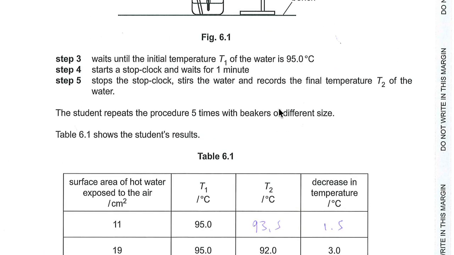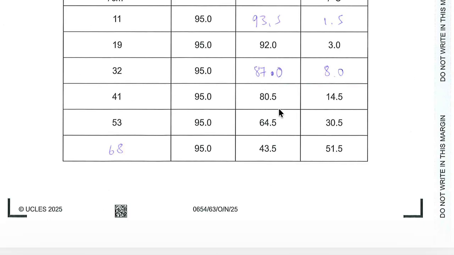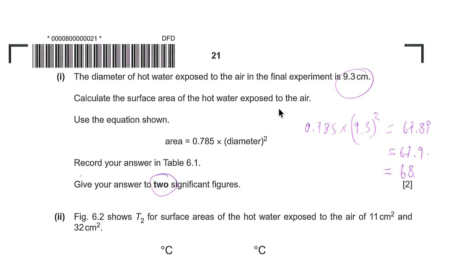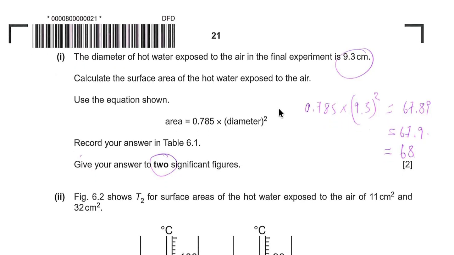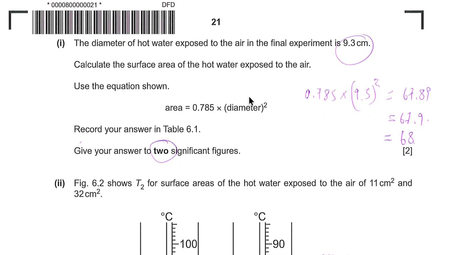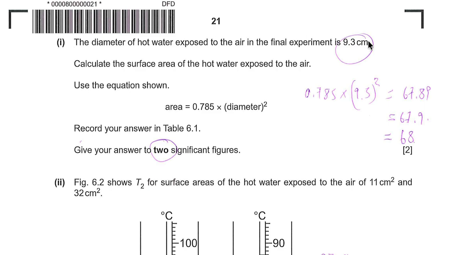First thing, I'm just checking, does it even ask us to do it? No, it doesn't. First thing we're going to do here, it tells us that we're going to measure the diameter. We know the diameter, sorry. We're going to calculate the area. We are using an equation which is given to us, and all we're going to have to do is make sure we calculate it to two significant figures.